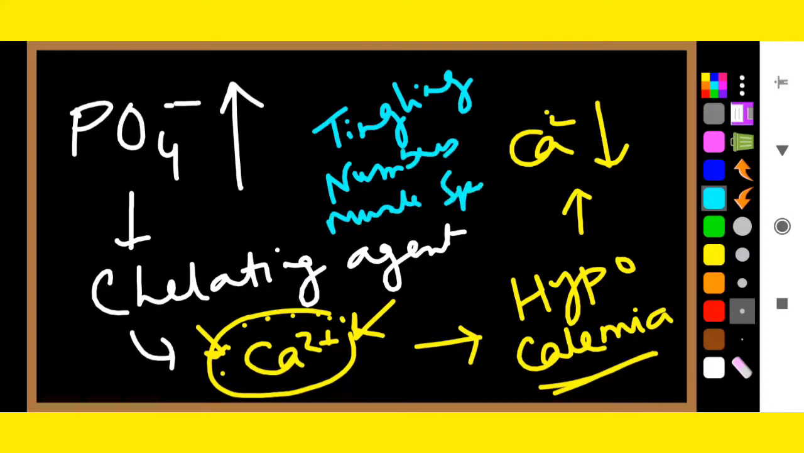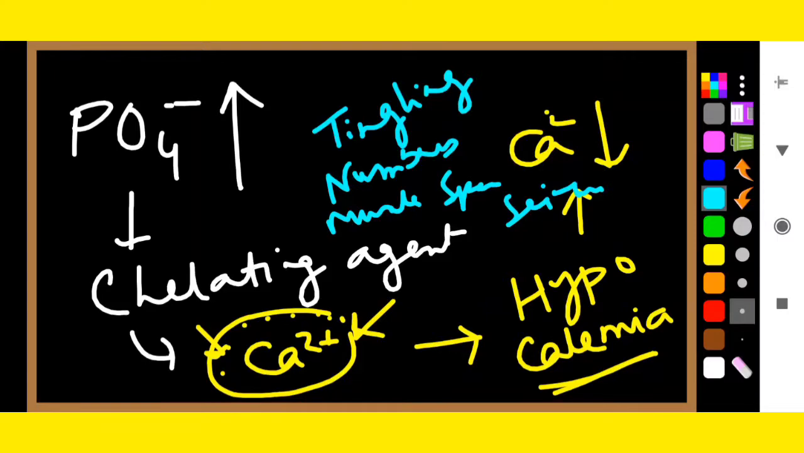So all these things you will get, and you may also get seizure, you may also get spasm. All these things you will get because of decreased calcium level. And why has this decrease of calcium level occurred? Because of increased phosphate level. As phosphate level has increased, this will act as a chelating agent, and it will chelate the calcium, and this will decrease the calcium in your blood, and this will cause tingling and numbness and muscle spasm and seizures.